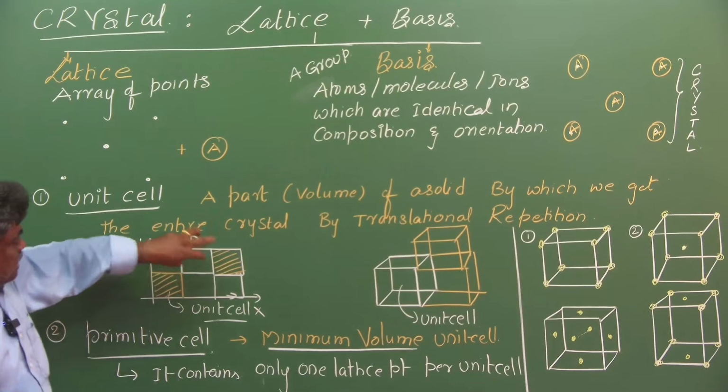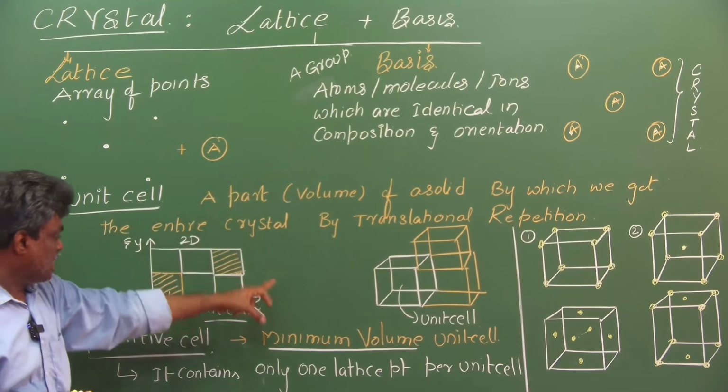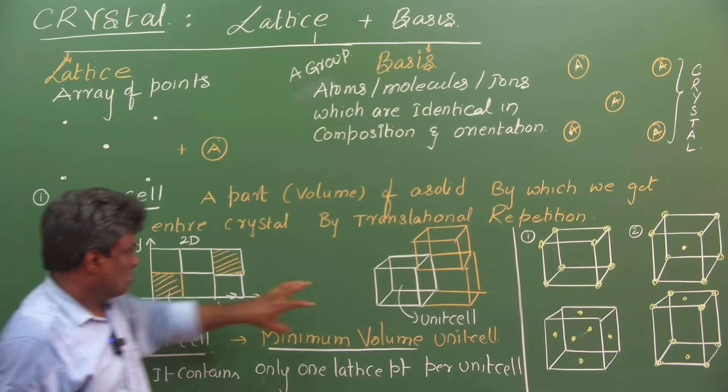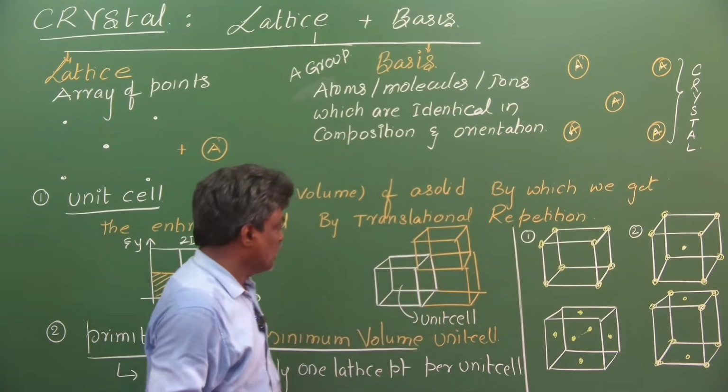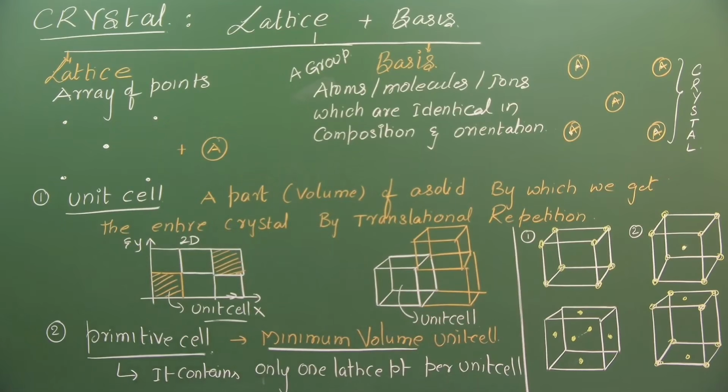We are repeating this translationally, that's why we are getting the entire crystal, that's why it is a unit cell. The primitive cell is a minimum volume unit cell. The volume is minimum because it contains only one lattice point per unit cell. So if any unit cell is having more than one lattice point per unit cell, it is not at all primitive.